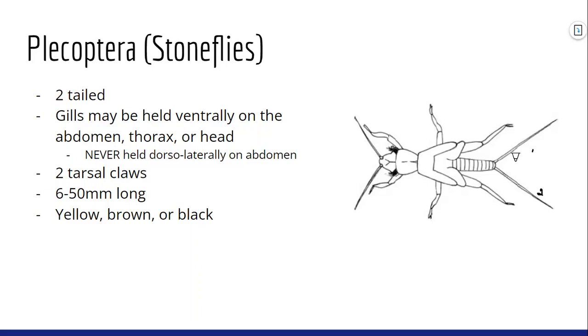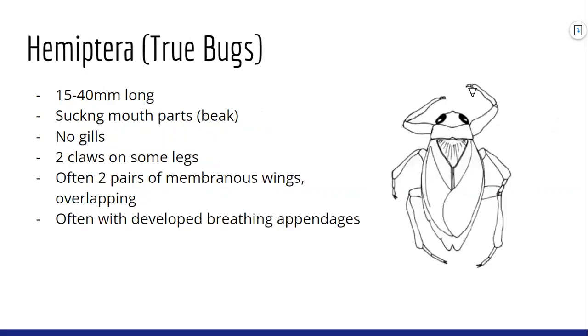They also have 2 tarsal claws, which you can see here, 1, 2, as opposed to the single tarsal claw that Ephemeroptera have. Usually they're yellow, brown, or black in color, and they do actually require fast-moving water in their habitats. So you generally won't see them in a lake, but mainly just in rivers.